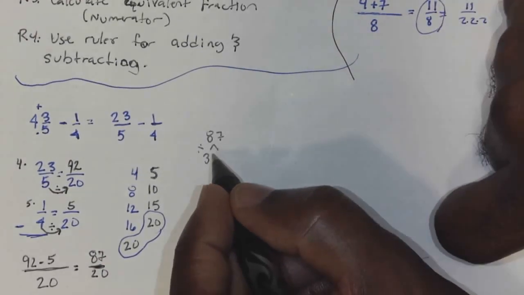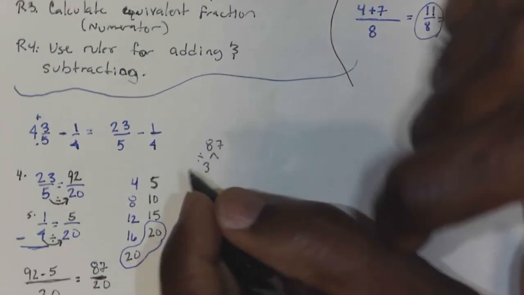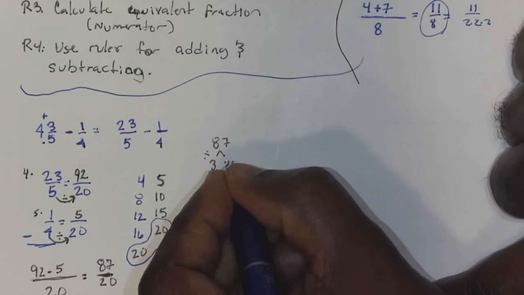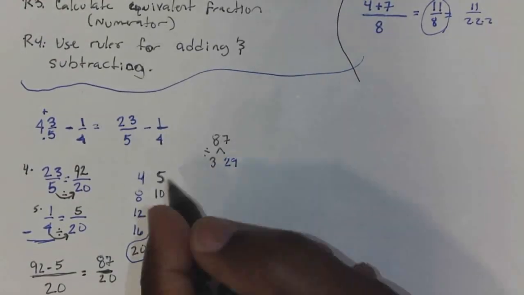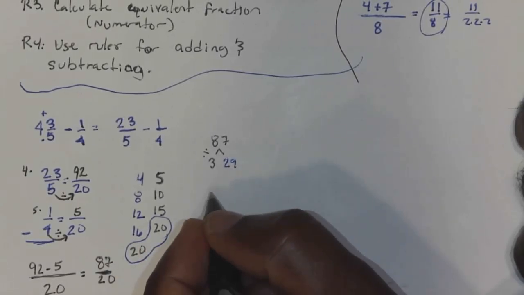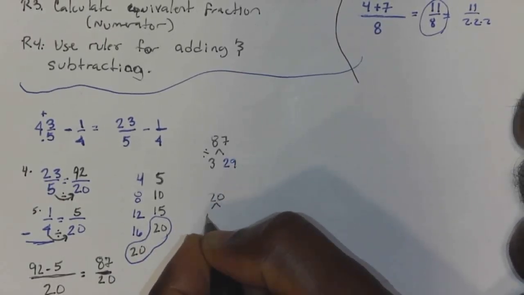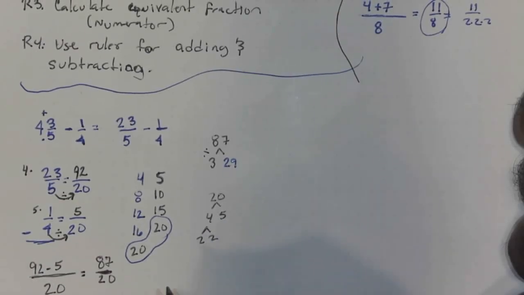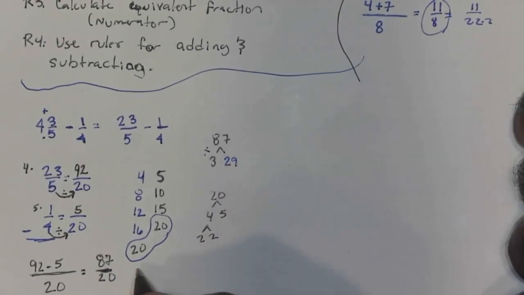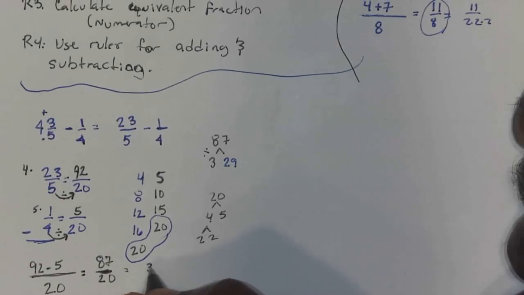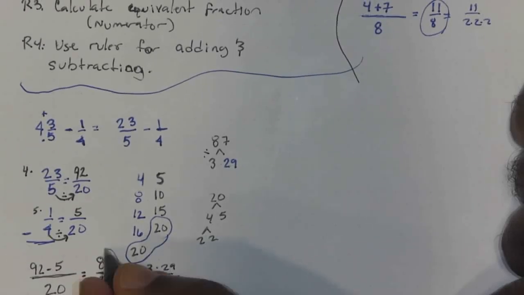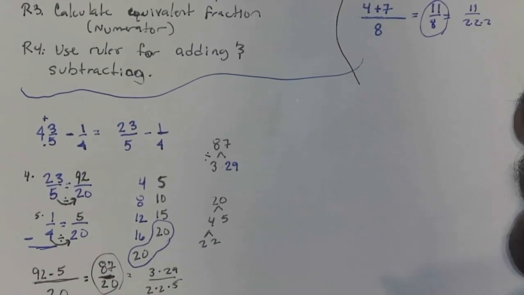So what do y'all say? 87 divided by 3. What do you get? 29. Now 29 is prime. So we got 3 and 29 for 87. And for 20, you get 4 and 5, which is two 2s and a 5. And when I look at my factors, nothing matches. 87 is 3 and 29. 20 is two 2s and a 5. Nothing matches, so we're good right there. All right, let's do another.